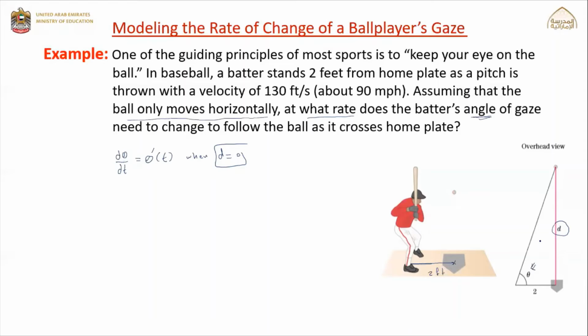Now, I have a question here. What about this distance d? Is it increasing or decreasing? This distance will be decreasing because by the time the value of d will be decreased. So this number, 130 foot per second, represents d prime of t, the derivative of d, which is the velocity of the ball, which is negative 130 foot per second. Why do I put negative here? Because the value of d is decreasing, so the velocity will be negative.